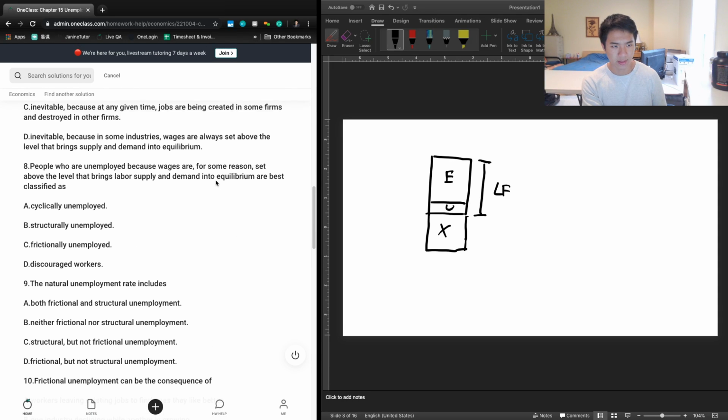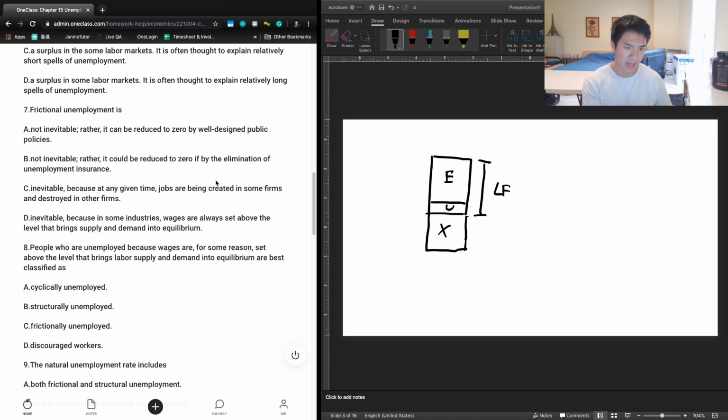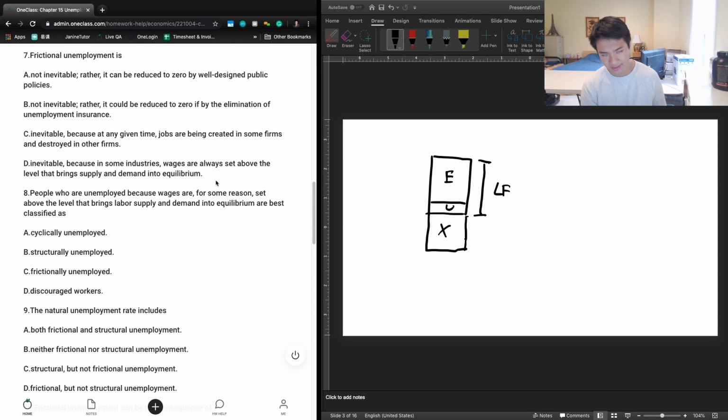Taking a look at number 7, it says frictional unemployment is A, not inevitable, rather it can be reduced to zero by well-designed public policies. B, not inevitable, rather it can be reduced to zero by the elimination of unemployment insurance. C says inevitable because at any given time jobs are being created in some firms and destroyed in other firms. D says inevitable because in some industries wages are always set above the level that brings supply and demand into equilibrium. Actually, I want to go over all these answer choices because even if three of them are incorrect, they do bring up important things to know about frictional unemployment.